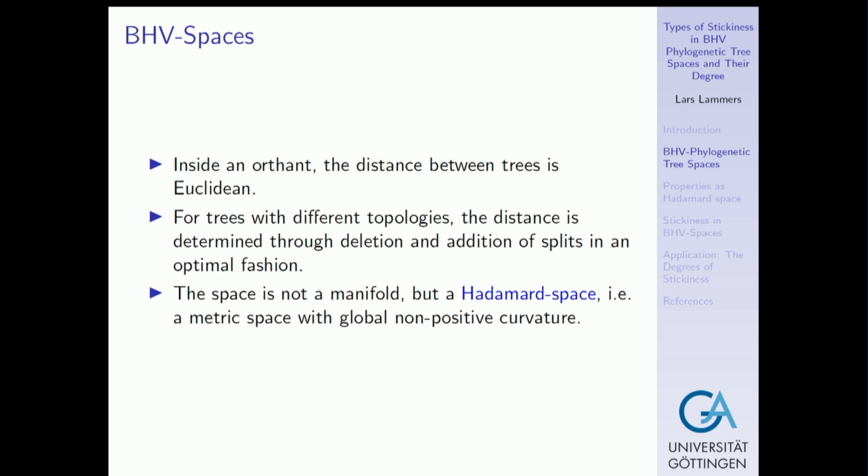Since it's a metric space, we might also want to talk about the distance. Inside these orthants, it's just the Euclidean distance. To go from one topology to another, you have to delete and add splits of the tree in an optimal fashion. You can actually do this in polynomial time to compute geodesics in the space.